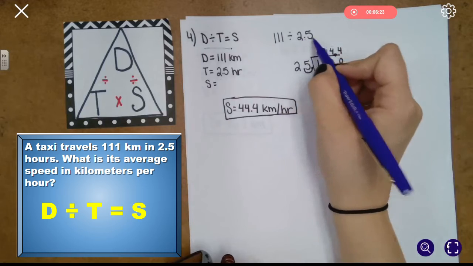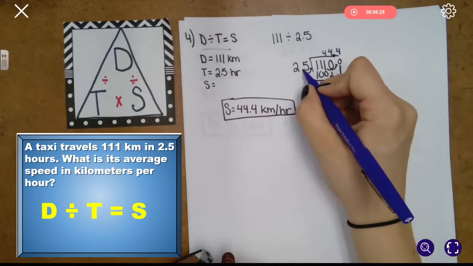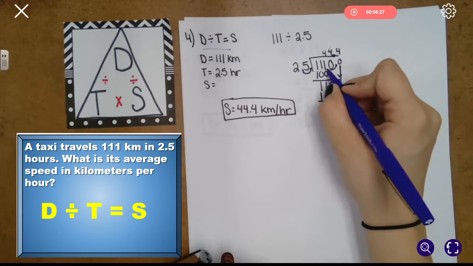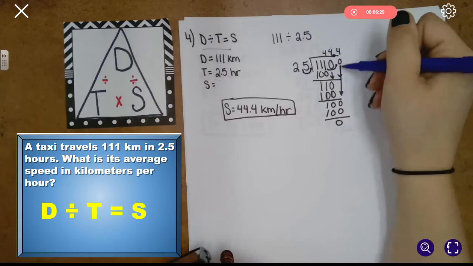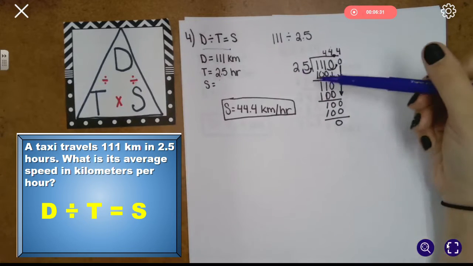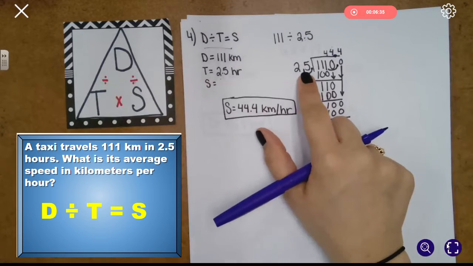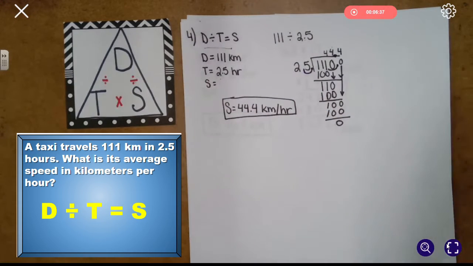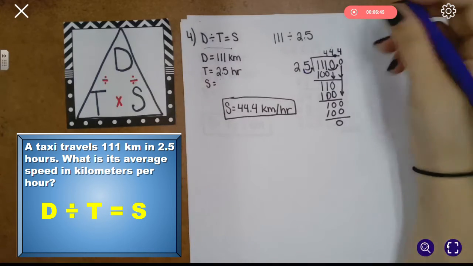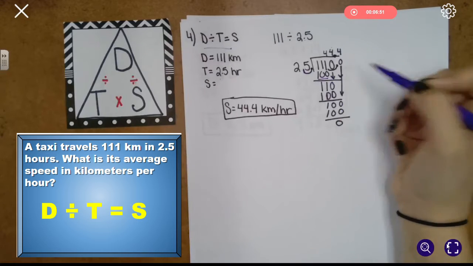111 divided by 2.5. Again, move that decimal point, add a 0. This one was pretty easy. I didn't have to do any math on the side because 25 is just like a quarter. We know that 4 quarters equals $1, and we know that $1 is how many cents? 100. So we know that 25 times 4 would just equal 100.